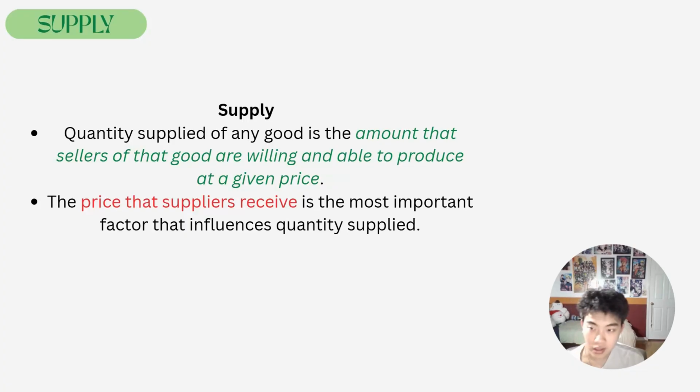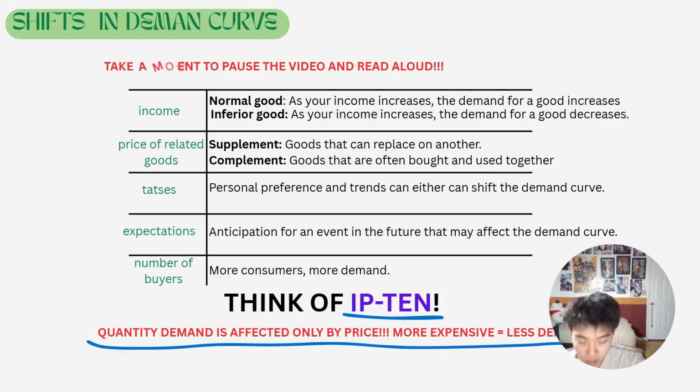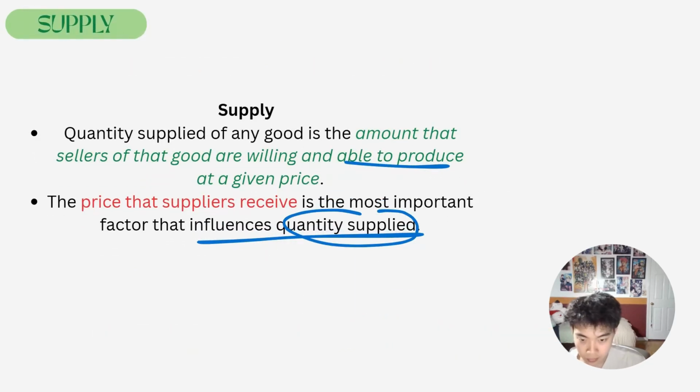Supply is very similar to demand, but quantity supplied of any good is the amount that sellers of that good are willing and able to produce at a given price. So it's something that they will be able to produce. And the most important factor for supply is the price that suppliers receive. It influences quantity supplied. Remember on the previous slide, quantity demanded is affected by price. Whenever you see quantity, think of price.